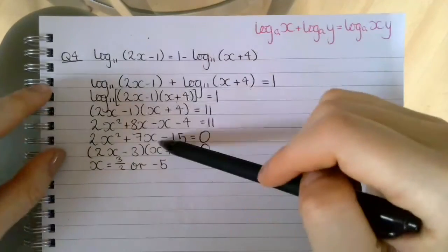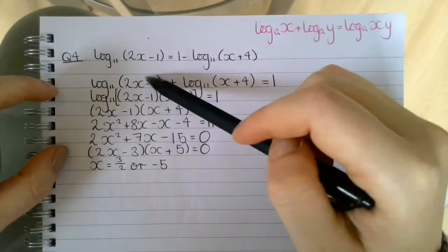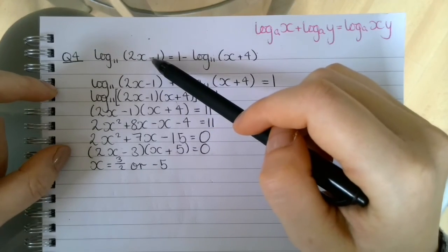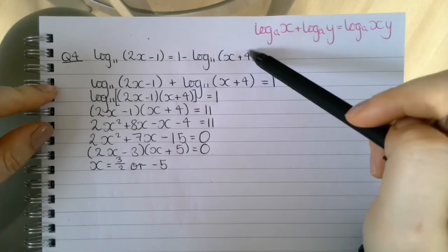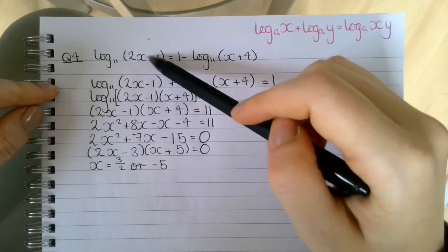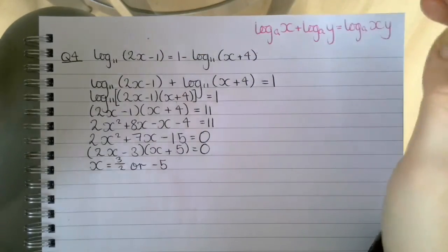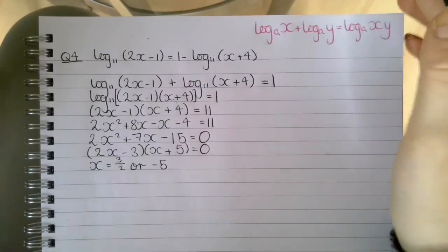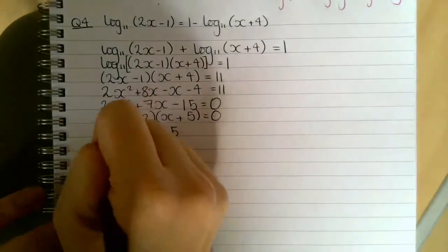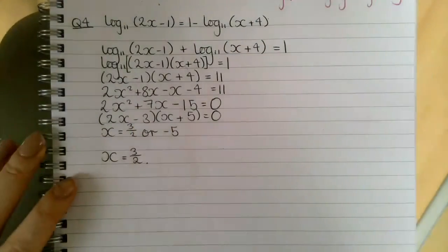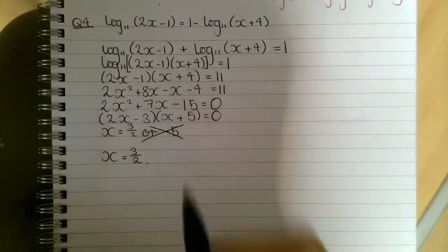However, if x is equal to negative 5, we would get 2 times negative 5, which is negative 10, subtract 1, which is negative 11. Similarly, we'd get negative 1 here. Now we know that we can't have a logarithm of a negative number. We can't take a log of a negative number. So x must equal 3 over 2, and that is our only solution.